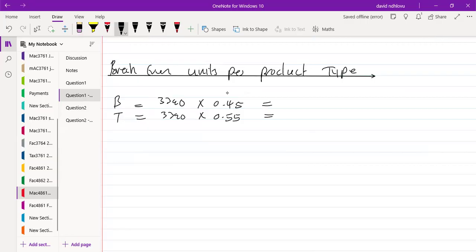So if you say 3390 times 0.45, you always round upwards here. So that would be 26 if you round upwards. Then 3390 times 0.55, that would be 1865. Always make sure that you round upwards. And you'll be done with the calculation of break-even if you have got multiple units.